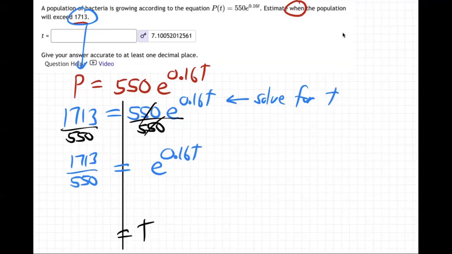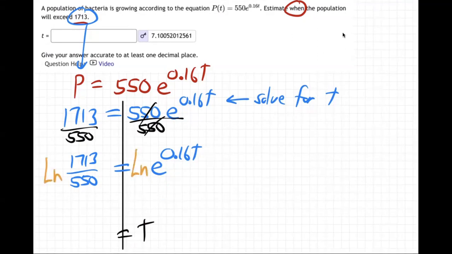You might think, well, just divide by the e to the 0.16, but that's not going to work. Cancel this out? No, that's not going to work because that t is in the power zone. It's not multiplied. If that was times t, like on the regular level, then you could divide, but that's not the case. That t is up in the power zone. So we have to do natural log of both sides.